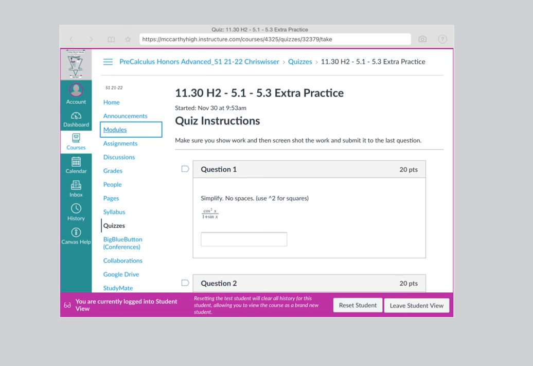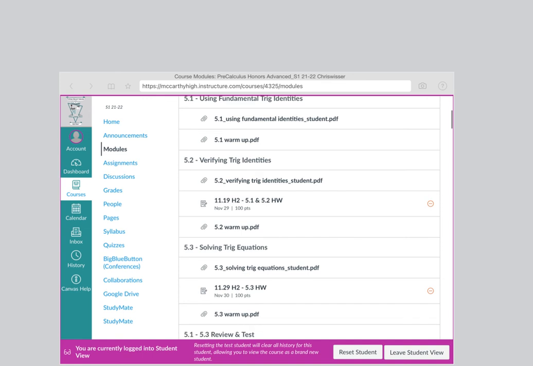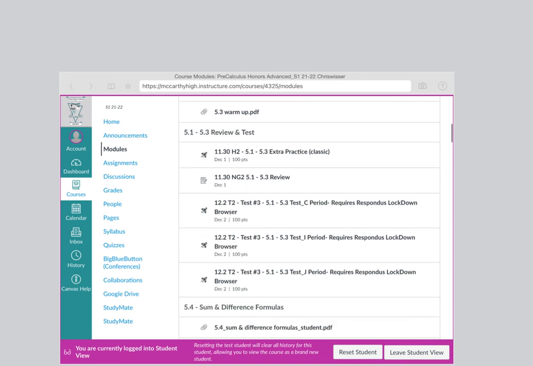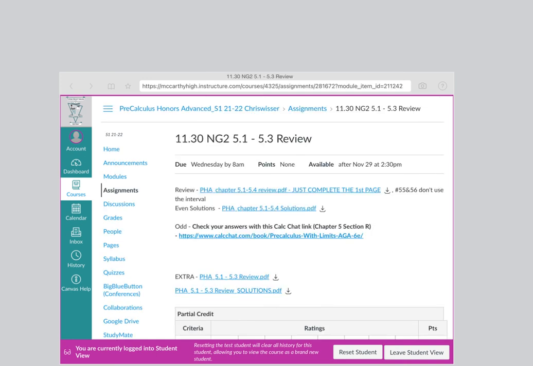Why is this not loading? So that is, it says NG because it's not graded. Hang on, sorry. So one more thing, guys, is that on the review, I'll just give you a couple instructions. They're on there, but people don't read. Let's face it. Okay, it says NG 5-1 to 5-3 review.